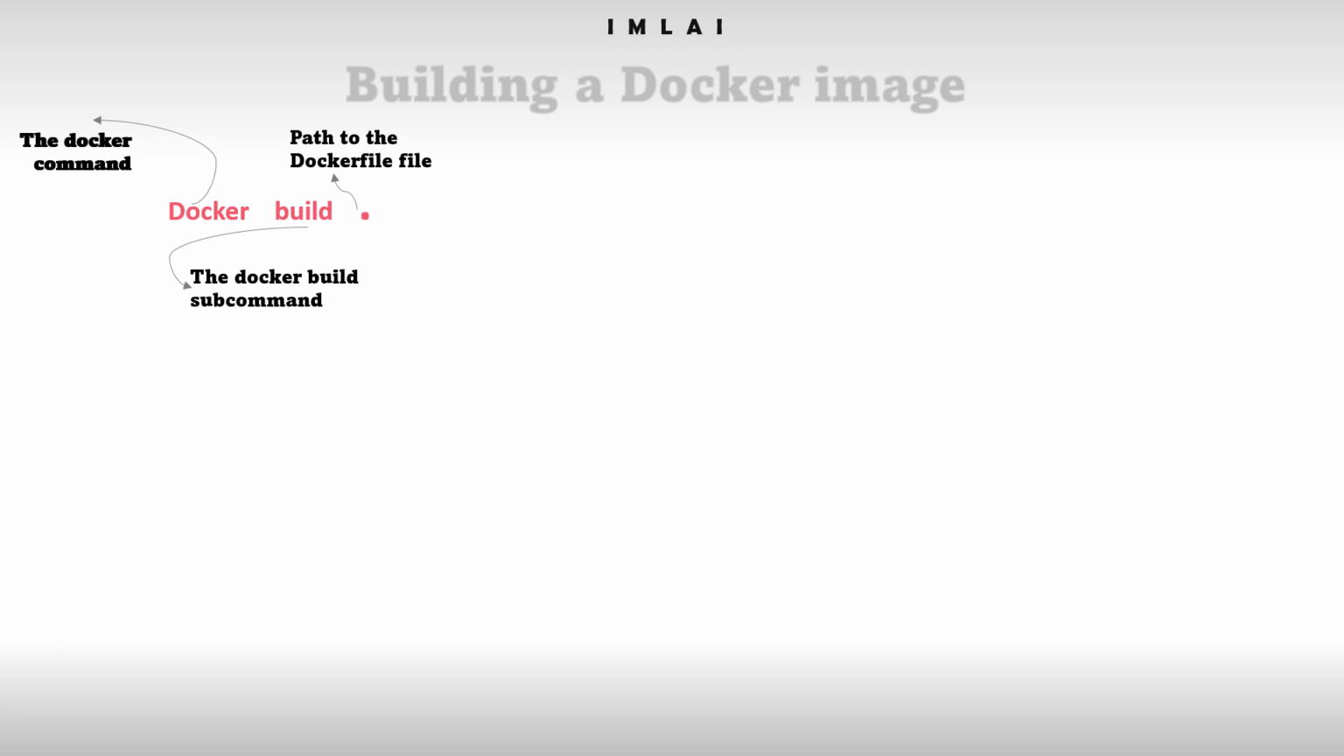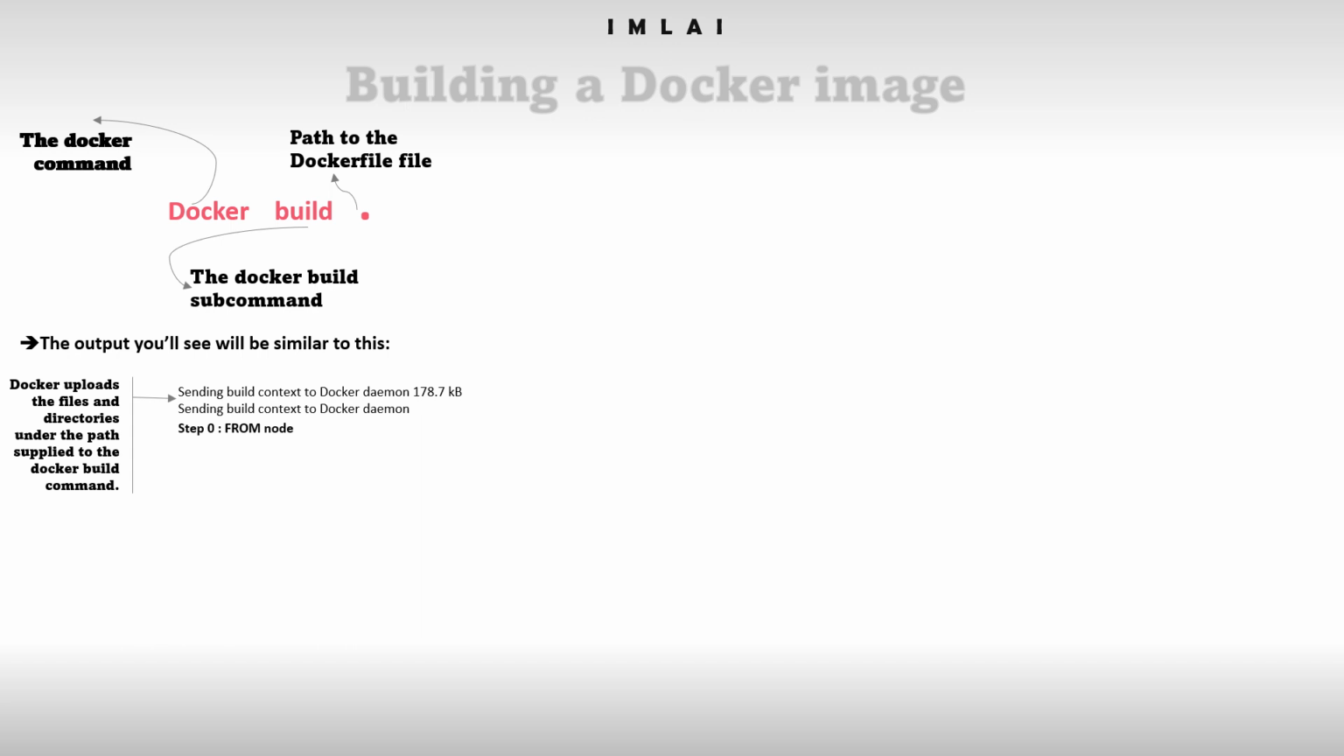Once you execute this, you will see this kind of output. In that, the initial two lines are where Docker uploads the files and directories under the path supplied to the Docker command or subcommand. Then step 0 means each instruction or each line that you have mentioned inside the Dockerfile is called a single step. First we said FROM Ubuntu, that's step 0, and it will be executed. Each build step is numbered sequentially from 0 and output with the command. You can see that step number; we also call it a layer.